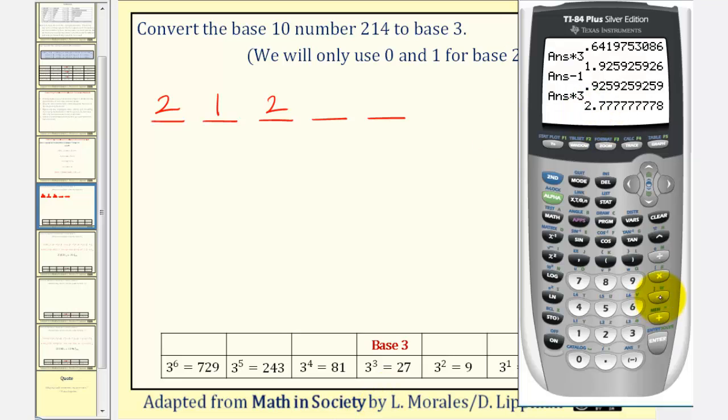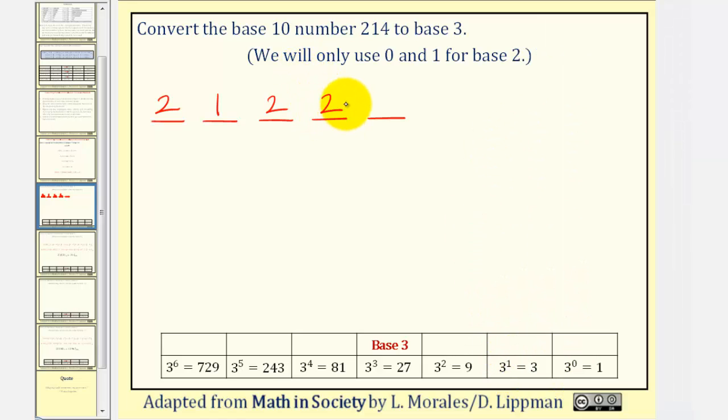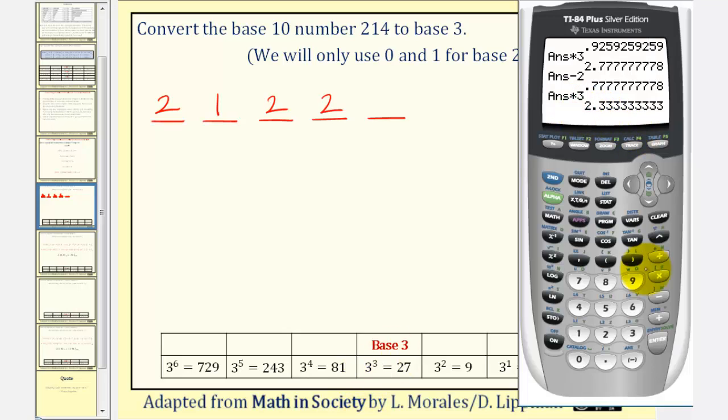Subtract the whole number of 2, and multiply by 3 again. So times 3, enter. The next digit will be 2, which will be in the 3 to the first, or 3's place value. Subtract the whole number of 2, and multiply by 3 again. Notice how the result is a whole number, so we know we're done. This is the digit in the 1's place value.